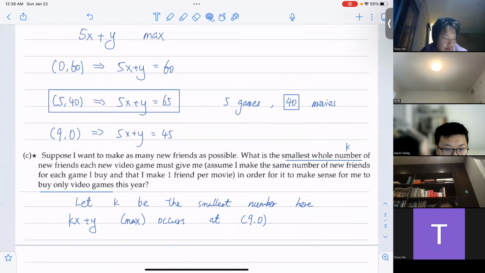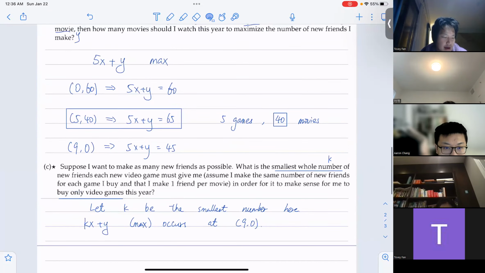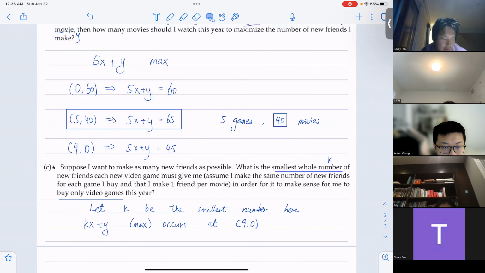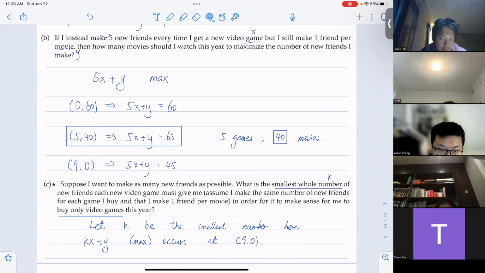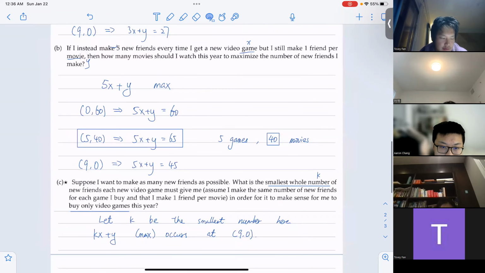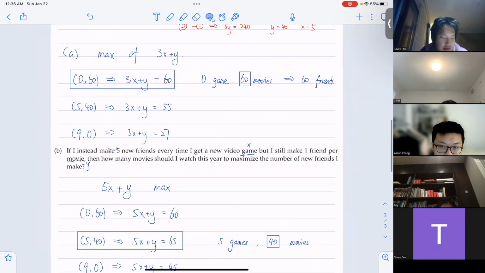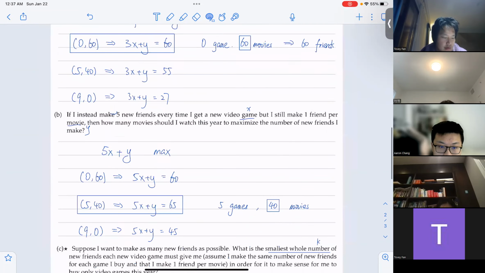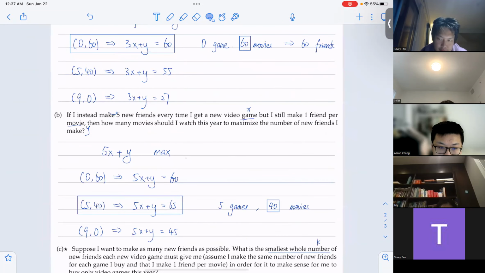So Lily, can you think of it? How do we find the value of k? Going back to question A and B can give you a hint. Notice that if you're given 3x plus y or 5x plus y, what do you need to do? You just plug in the three intersections, right?